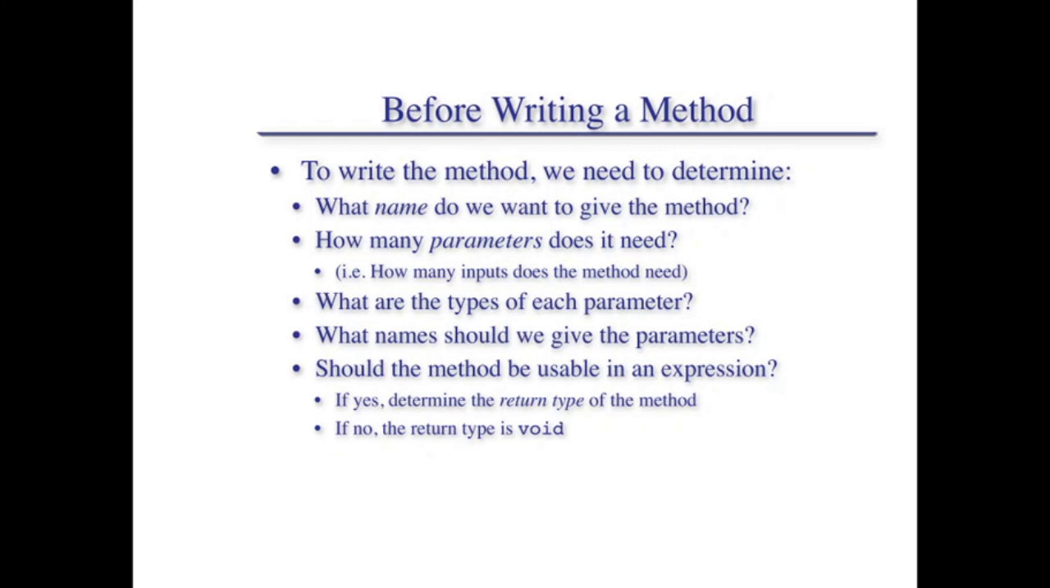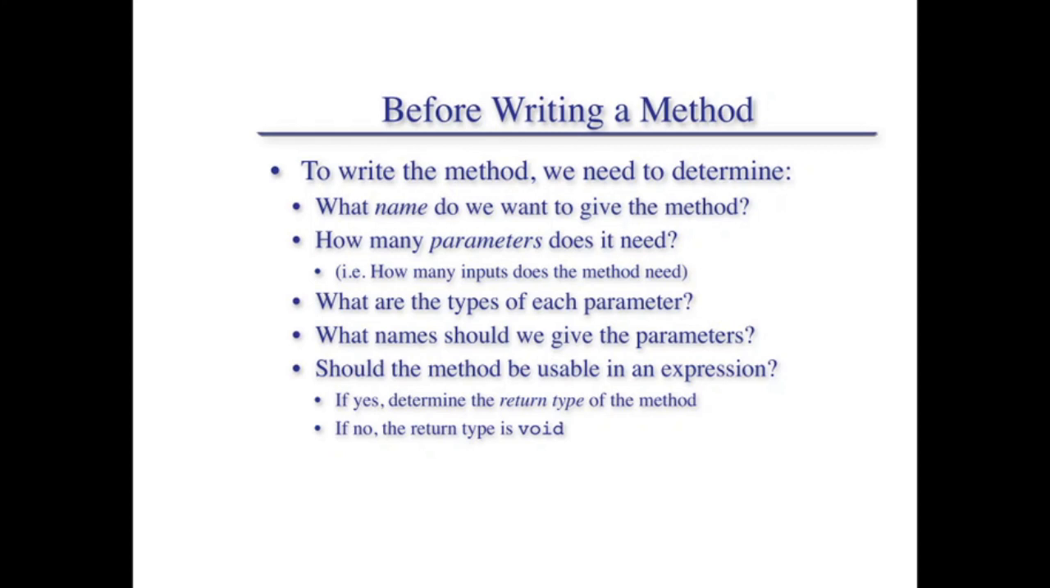But before making a function, some things are very mandatory to understand. First of all, to write the method, we need to determine what name to give it. The name should be meaningful. In this case, when we are making a method for converting a decimal number into binary, we can name it something like decimal to binary. But it should be meaningful.